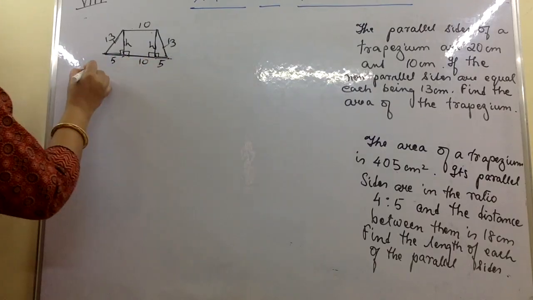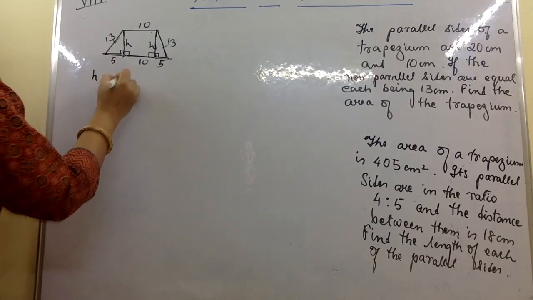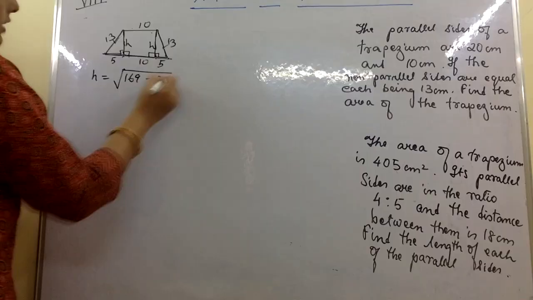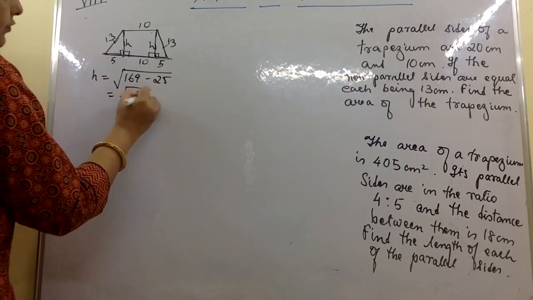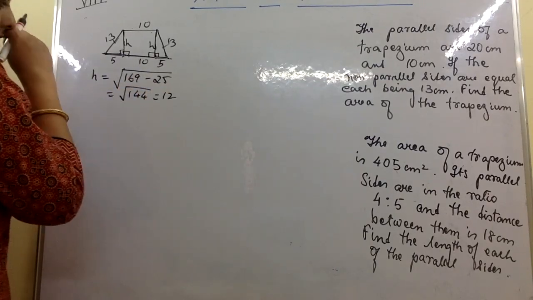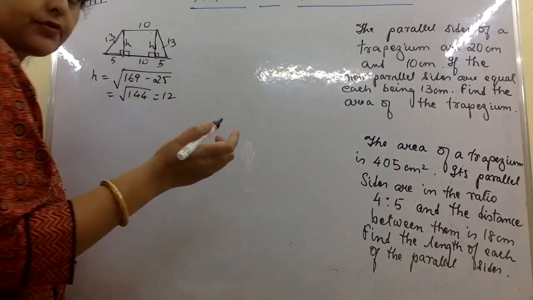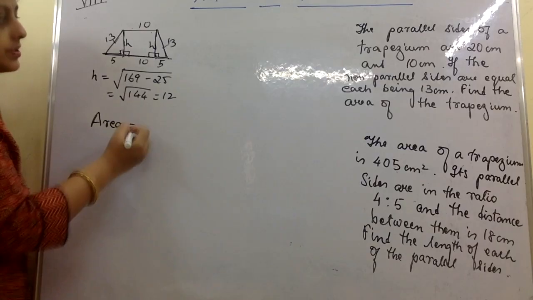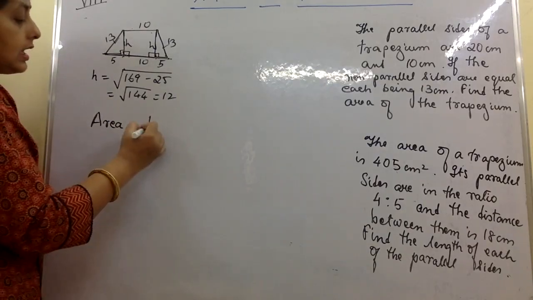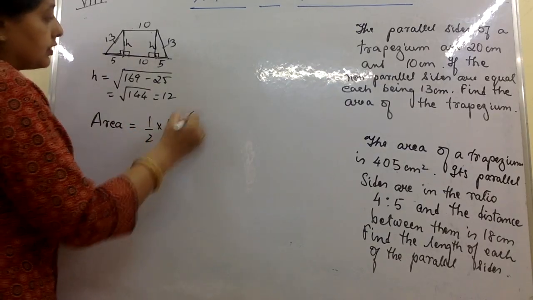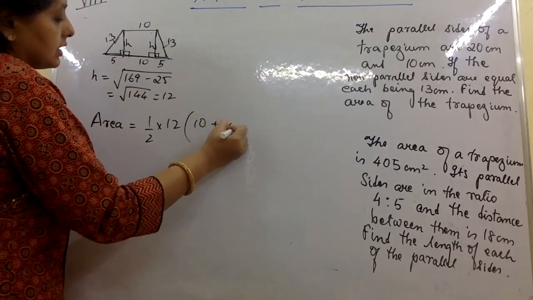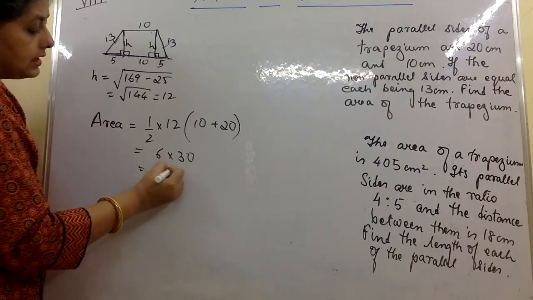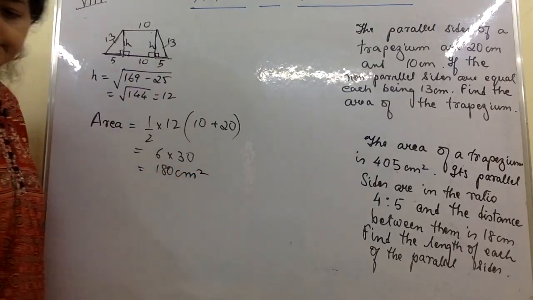Now H is equal to root over 169 minus 25, that is root over 144, which is equal to 12. So height became 12. Therefore, now area is equal to how much? Area of the trapezium, all we needed is the height: half into 12 into 10 plus 20, that is 6 into 30, that is 180 centimeters square.